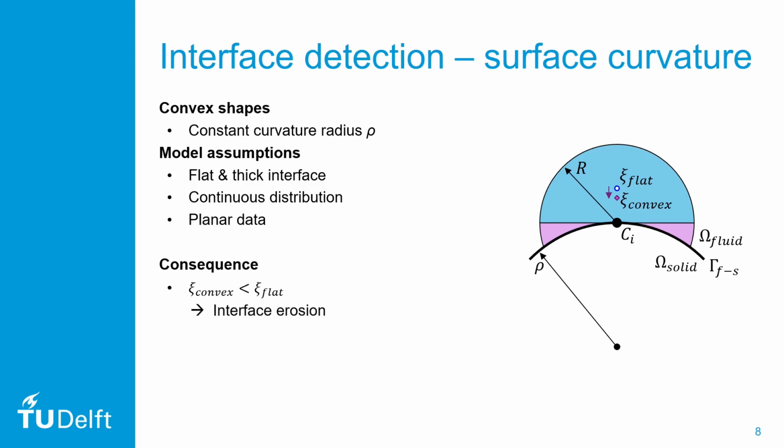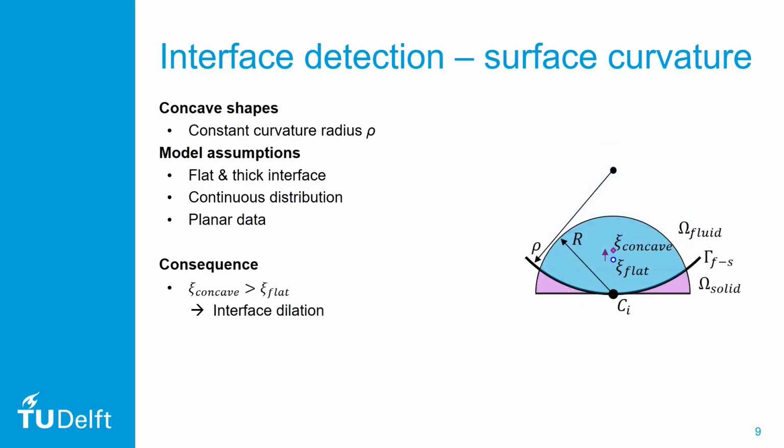Now, we can repeat the exact same analysis for a concave interface, and you will not be surprised to see exactly the opposite trend. So now the center of mass of the concave case will be further away from the interface as in the case of a flat interface. Consequently, we are dilating the interface.